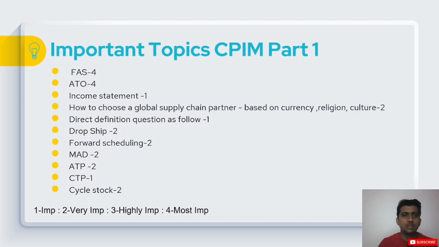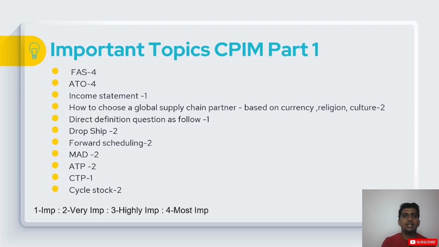For some of the cases you will find the short forms like FS, ATO (ATO is assemble to order), MAD, ATP, CTP I have mentioned. As you go through the course, you'll come to know what these abbreviations are. Talking about part 1 specifically, you may have direct questions as well, like what is ATO, explaining it, taking example of ATO, assemble to order. They may give a situation and explain the process and ask you what this is, whether it's MTS, MTO or ATO. Then you have to judge and tell it's ATO.